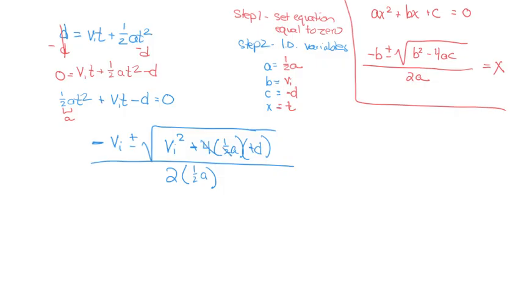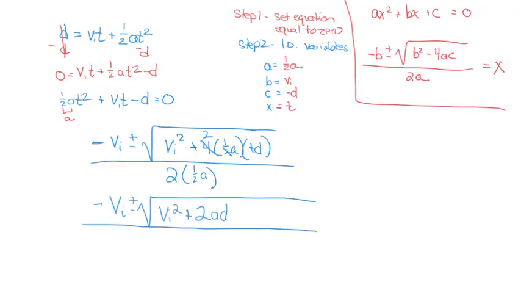So this is going to change here to positive, and then a 4 times a 1/2, you can reduce that. So 4/2 becomes 2. So you can rewrite this as negative vi plus or minus the square root of vi squared plus 2 times a times d. So that's what's left there. Then on the bottom half of this equation, the 2 times the 1/2, these cancel out, and you're left with 1a, and you don't have to write the 1, so it becomes a. So in this case, t would equal negative vi plus or minus the square root of vi squared plus 2ad, all over a. And that's how you do that one.